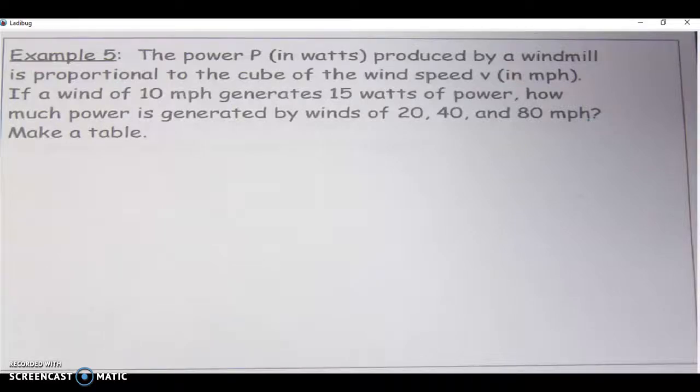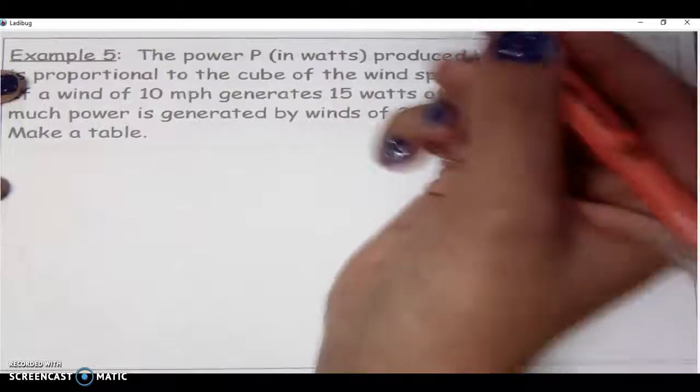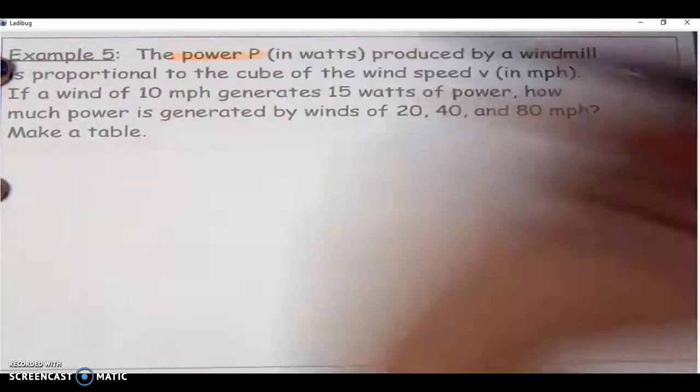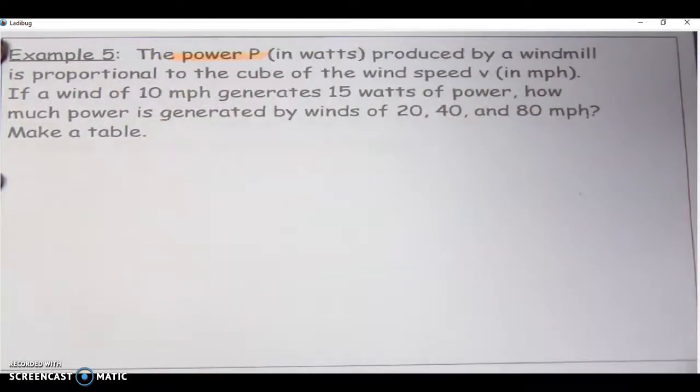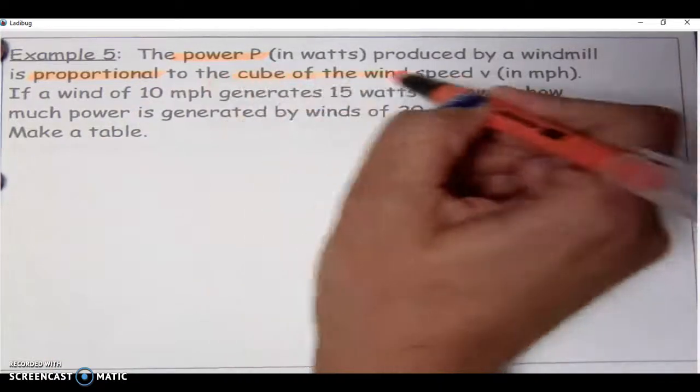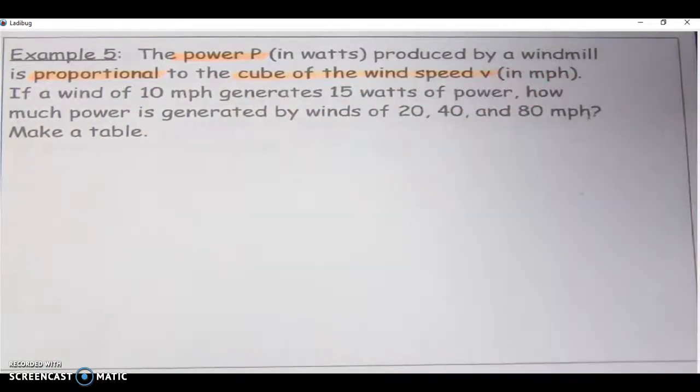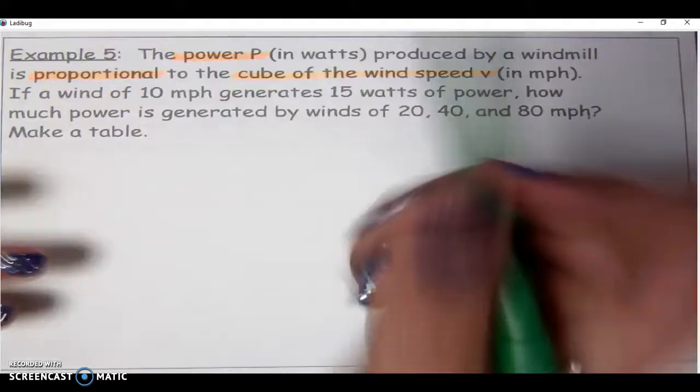Okay, so for example 5, we have another word problem. It says the power in watts produced by a windmill is proportional to the cube of the wind speed V. So that's the information we need to write our equation.